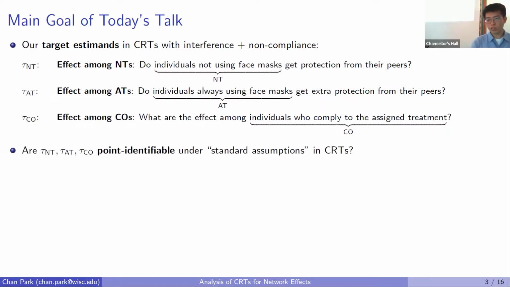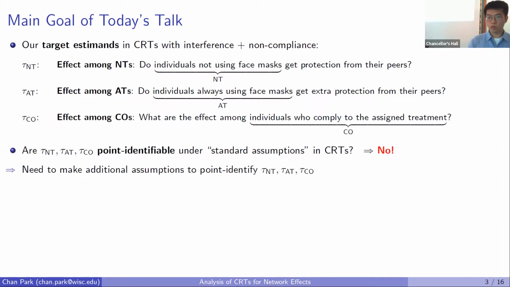And if you're familiar with causal inference, then the first question is to find whether these effects are point identifiable from the observed data. And we are trying to answer the following question. However, it turns out that these effects are not point identified in general. So we need to make additional assumptions to point identify these three effects.